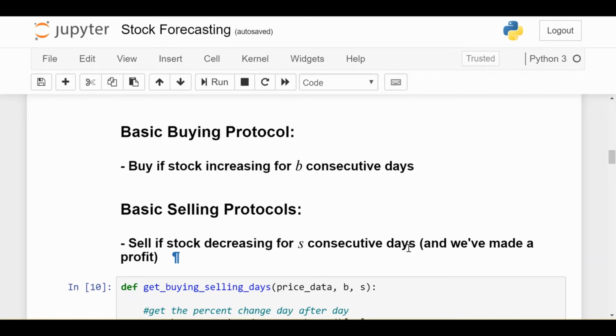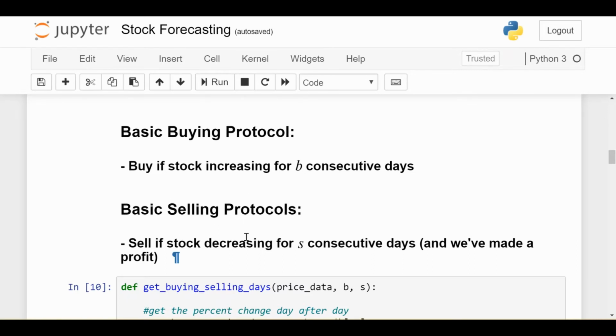Now, what's the motivation for these two buying and selling rules? Well, the motivation for the first one is simply if the stock price is increasing, we think that maybe it will keep increasing, in which case this could be a good time to buy. That's the basic intuition. The selling intuition is very similar.